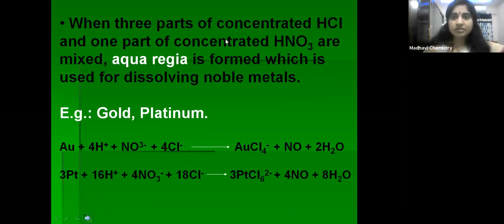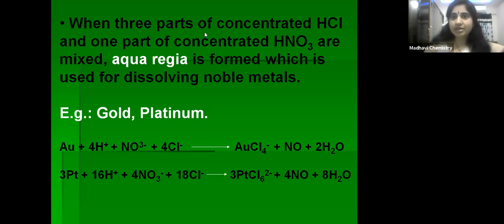Next, when 3 parts of concentrated HCl and 1 part of concentrated HNO3 are mixed, Aqua Regia is formed, which is used for dissolving noble metals. Very important, children: what is Aqua Regia? 3 parts of HCl and 1 part of concentrated HNO3. So this is called Aqua Regia. What is the speciality of this Aqua Regia? It is able to dissolve noble metals. We know that gold and platinum are noble metals. They will not react with any other substances. But these noble metals can be dissolved in Aqua Regia.